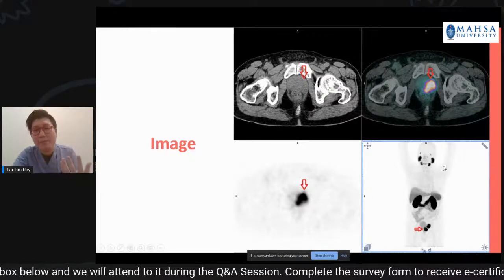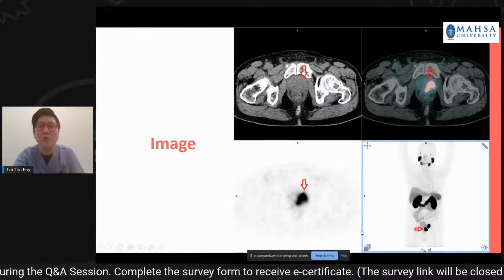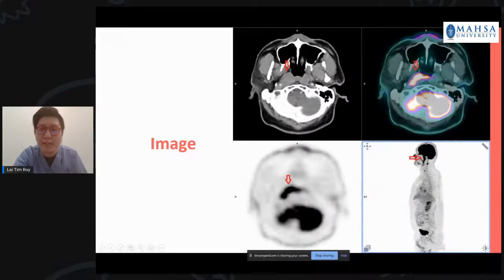And because FDG contains glucose, FDG will take up at those regions. You see uptake at the bladder region, because all these regions are functioning nonstop. Because FDG contains glucose, it will target all the active cells throughout the whole body. It can be in your brain, your bladder, your kidney region.